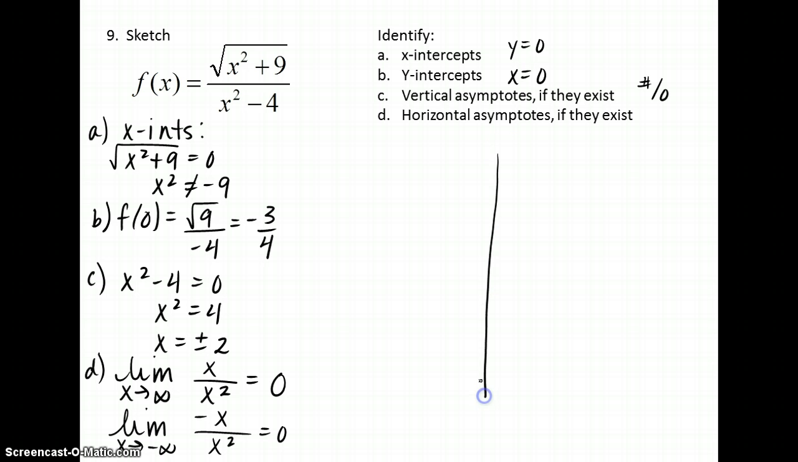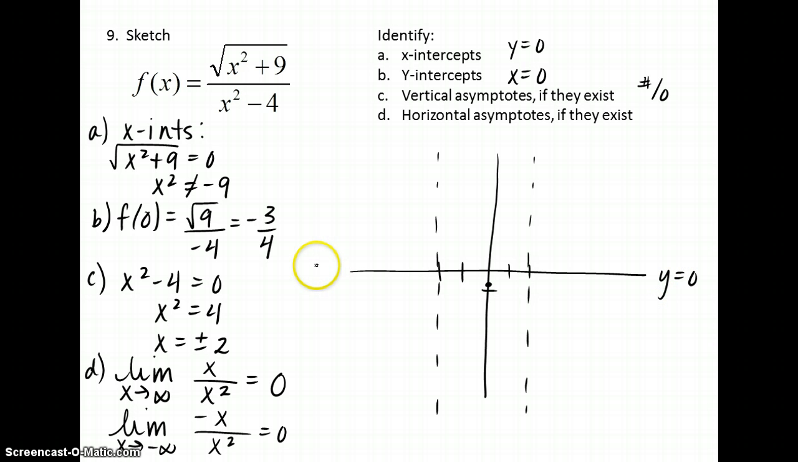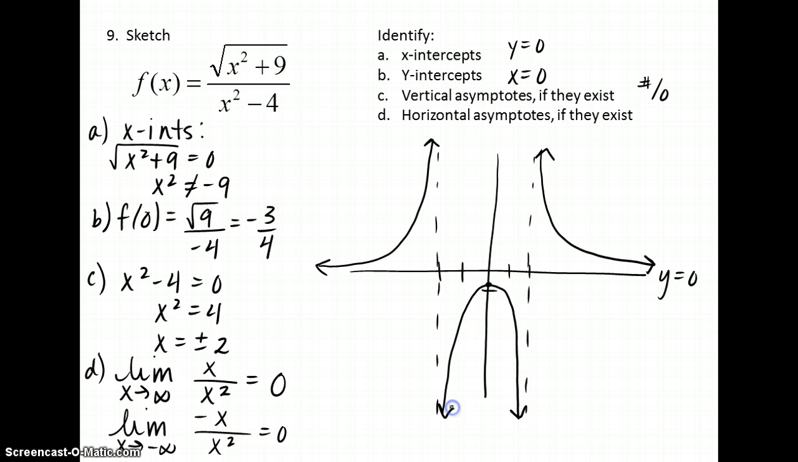Alright, so putting all the pieces together. No x-intercepts. Y-intercept is at -3/4. Vertical asymptote at 2 and -2. Horizontal asymptote at y is equal to 0, the x-axis. You can use one-sided limits around the vertical asymptotes to verify the direction of the function. And in the middle would be a downward facing parabola. No x-intercepts, only the one y-intercept.